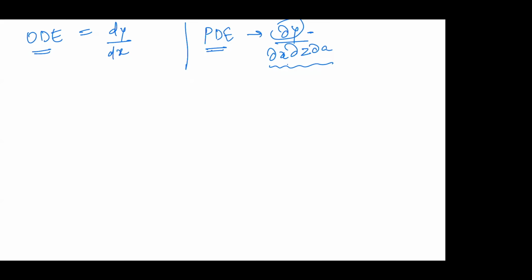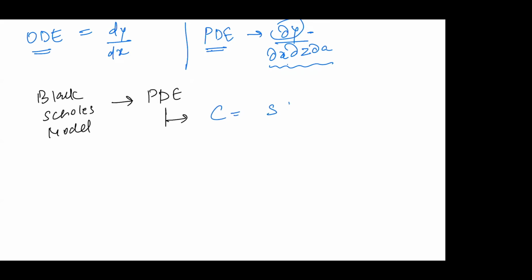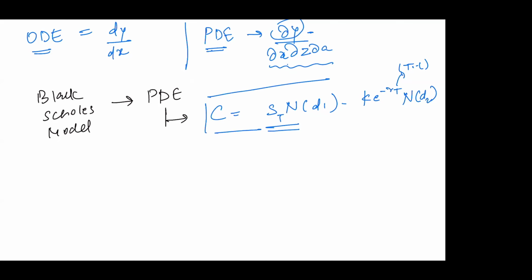Okay. Also, if you see the Black-Scholes model, you might have heard a professor saying, let's derive the PDE of the Black-Scholes model. You might have seen this formula: C equals S N(d1) minus K e^(-r(T-t)) N(d2). This is nothing but your Black-Scholes equation to price a call option.